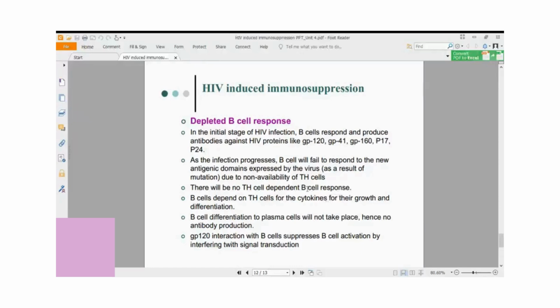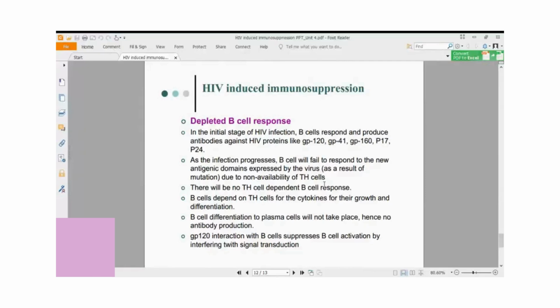B cell growth will not take place, B cell differentiation will not take place, and GP120 interaction with the B cell is known to suppress B cell activation. And all that will result in the B cell inactivation, and inactivated B cell will undergo apoptosis. It will not be able to produce the antibodies because it cannot differentiate into plasma cells.